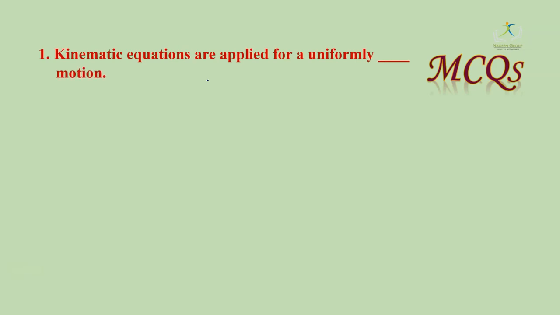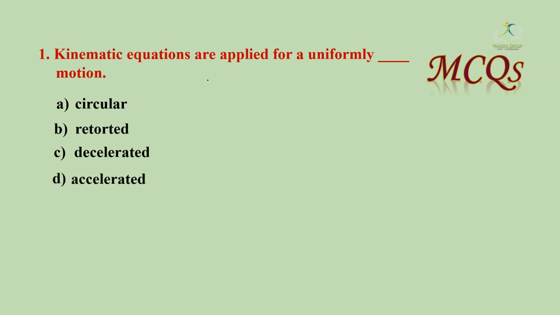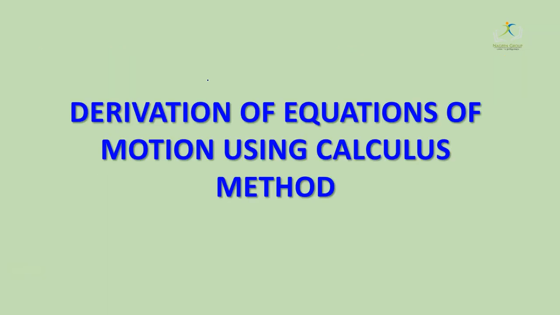Now let's move on to a multiple choice question. Kinematic equations are applied for uniformly dash motion. Options: circular, retarded, decelerated, or accelerated. The correct answer for this question is accelerated motion.